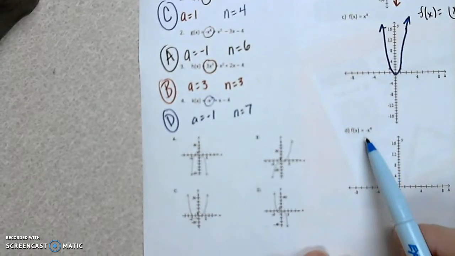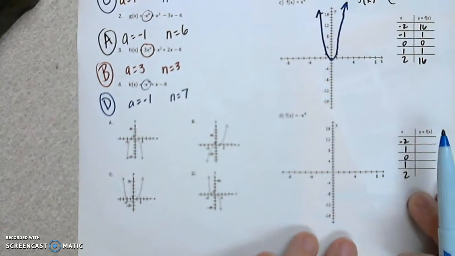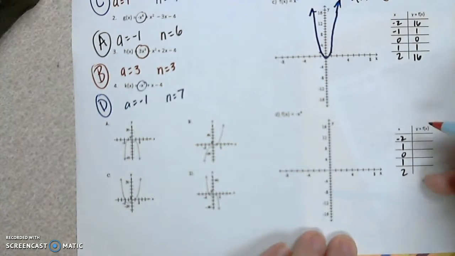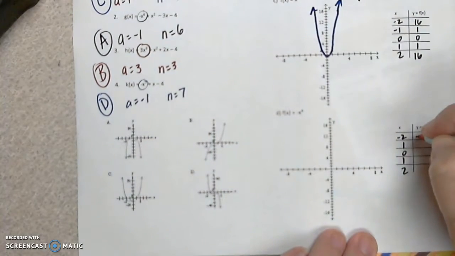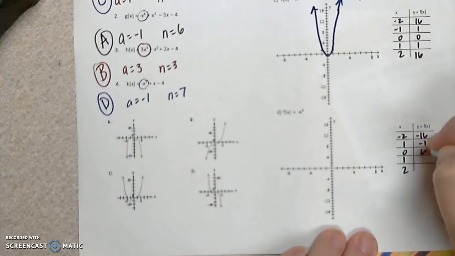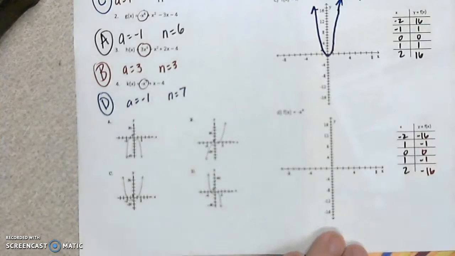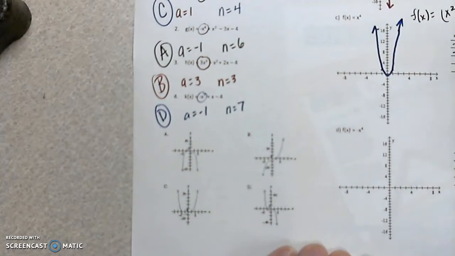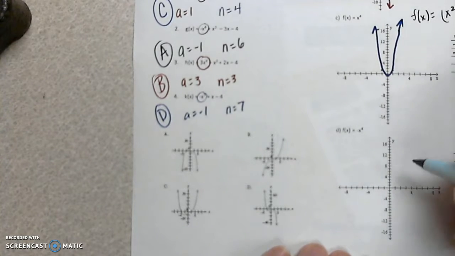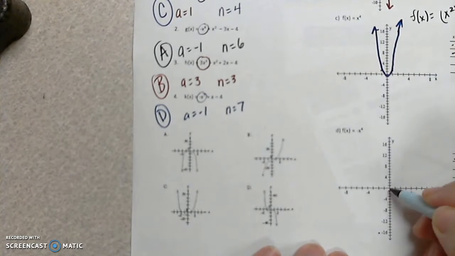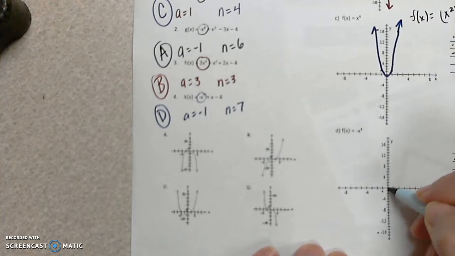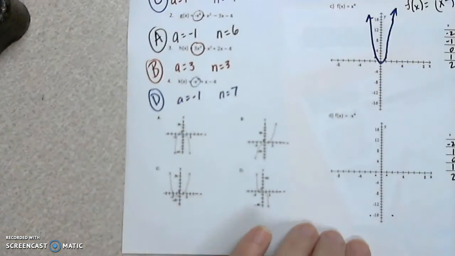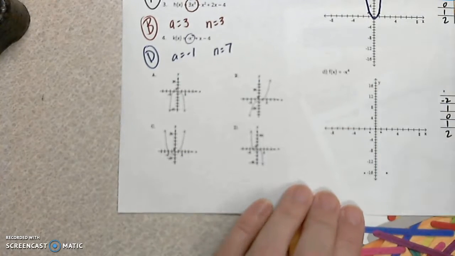Now this is simply the opposite of that. If I take the opposite, then I should have the opposite of these values. The opposite would be negative 16, negative 1, 0, negative 1, negative 16. So I'm going to graph those values. We're going to go left 2 and down 16, left 1, down 1, 0, 0, right 1, down 1, right 2, and down 16. And then we're going to connect those dots.